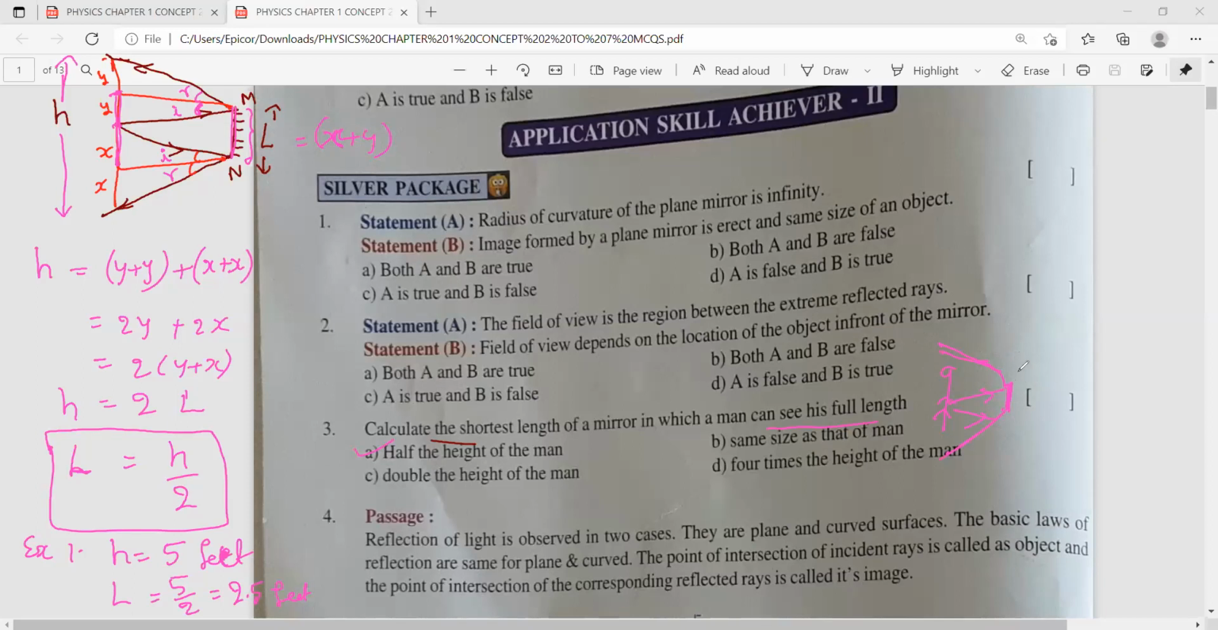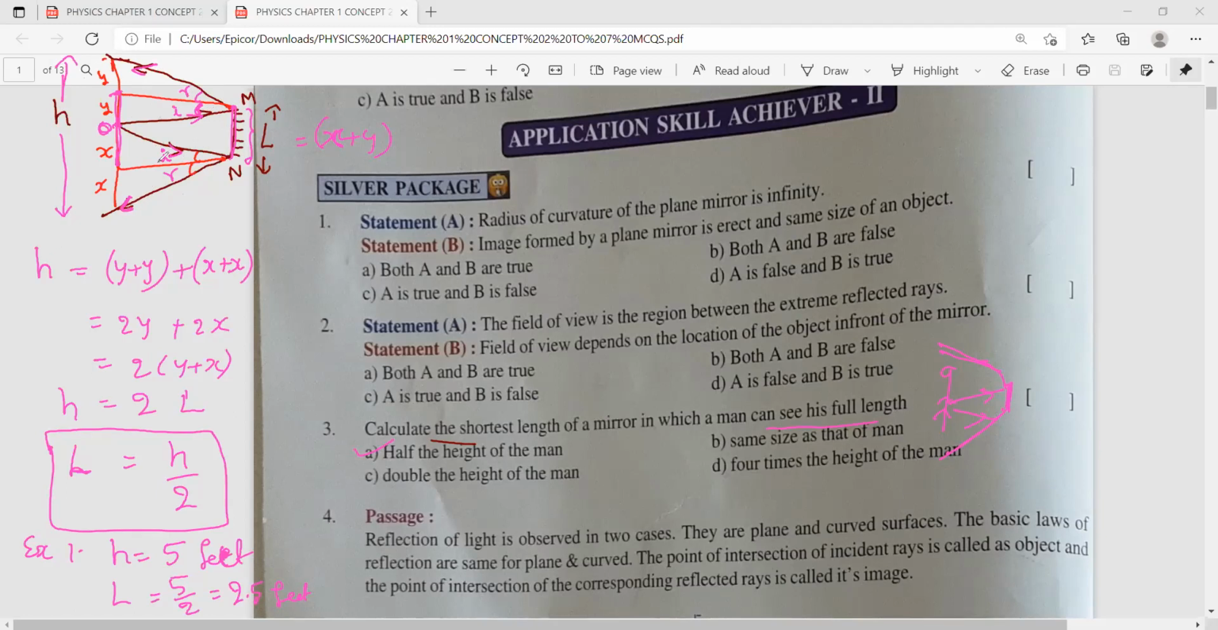So he can see his image when the mirror height is half of his height. Or using calculation: let us take the length of the mirror as L, and H as the height of the person. This is one incident ray and this is another incident ray. Let us take this point as O; from O incident rays fall on the mirror. Taking the extreme end points, this is one extreme reflected ray and this is another extreme reflected ray.